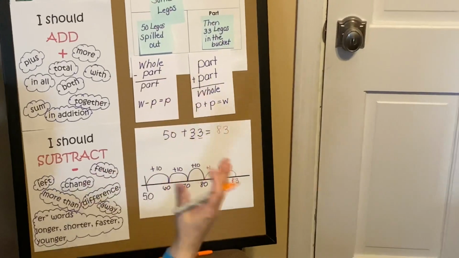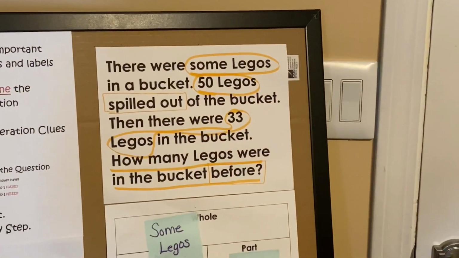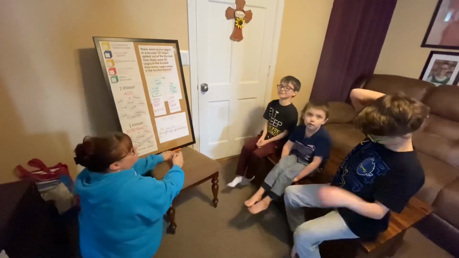So how many Legos were in the bucket before, Aaron? 83. 83 what? Legos. Very good. Don't forget to label your answers.